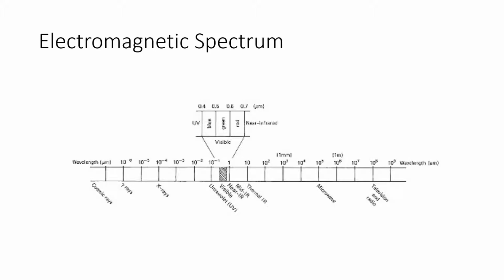So here's the spectrum. I would strongly advise you to know these in order, from the shortest wavelength: cosmic, to gamma, to X-ray, to ultraviolet, to blue, to green, to red, to near infrared, to mid infrared, to thermal infrared, to microwave, to TV and radio.